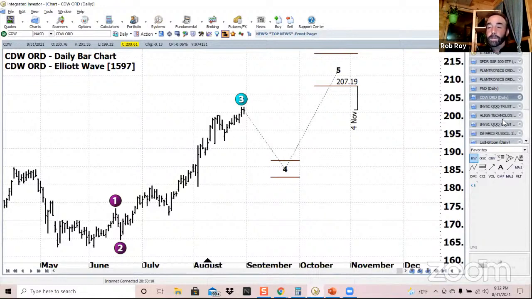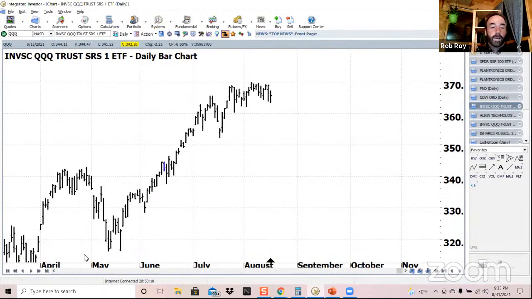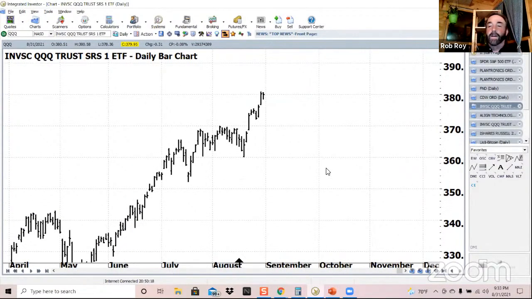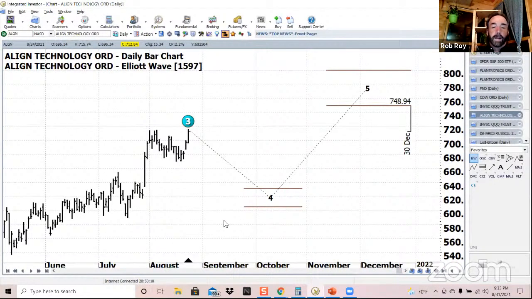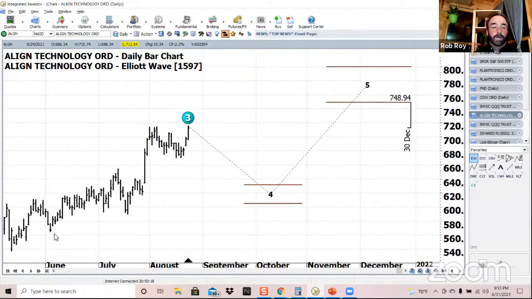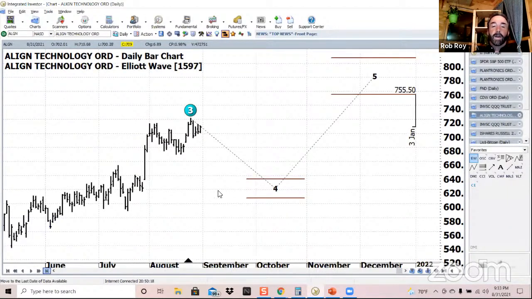And then the next one was the Qs. We've already covered that, so I'll just show you there's where we were and here, so we don't need to cover that one anymore. We've had a nice upward breakout there. And then last week we looked at Align Technology, which we did send out as an alert to our subscribers as well. And you can see what's happened here, a small triangle.